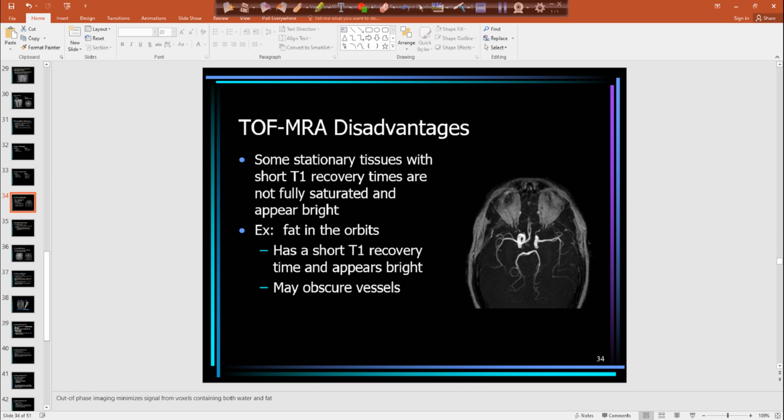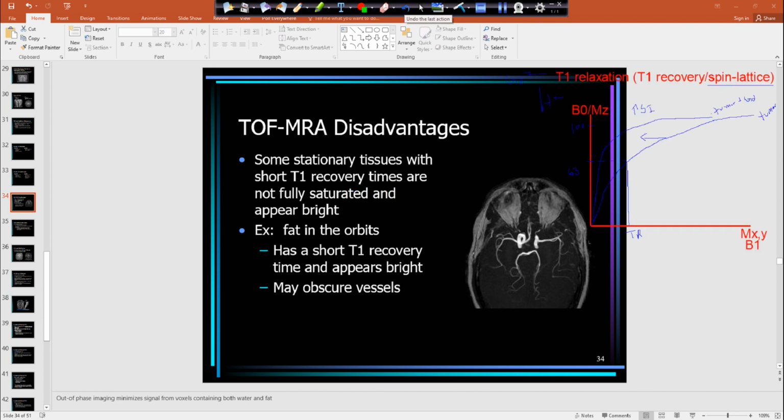Sometimes when we do these circle of Willis time of flights, there's a little bit of a disadvantage because some tissues, like the retroorbital fat, remember, fat has a very quick recovery curve, right? And I drew that recovery curve a couple minutes ago. This retroorbital fat sometimes has a curve that matches up with our vessels. So if our retroorbital fat is very quick to recover, it's also going to produce signal.